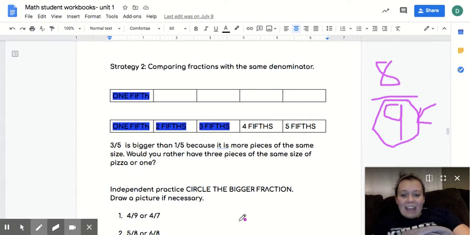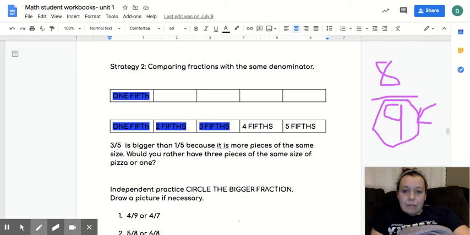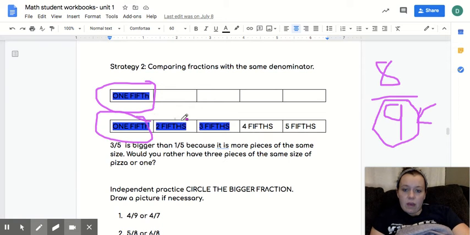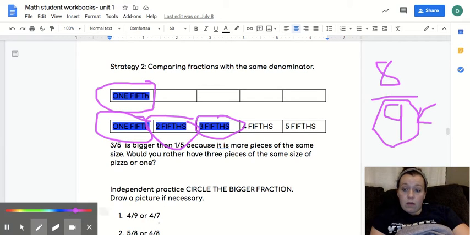All right, so here we have the fraction 1/5 and also the fraction 3/5. So as we see, fifths means my whole split into 5 equal pieces, and in this case, I have 3 pieces of the 5, and in this one, I have 1. So as you can see, 3/5 is bigger than 1/5 because it's more pieces of the same size. So I'm going to go ahead and erase that. All right.